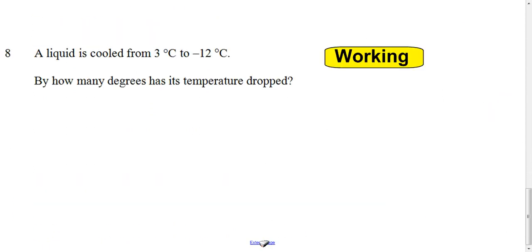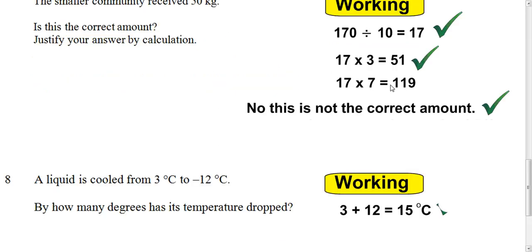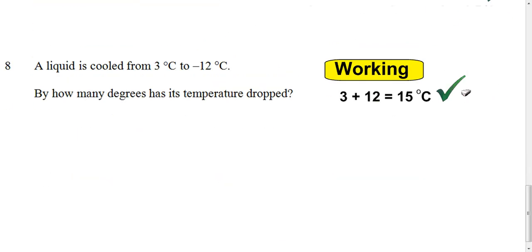Okay, last question in this section. A liquid is cooled from 3 degrees to -12. By how many degrees has the temperature dropped? The easiest way to think about this is if we've got a 0, then this is 3 on the positive side of the 0, and this is 12 on the other side of the 0. So you basically add the 12 on the negative side to the 3 on the positive side, and you get 15 degrees.